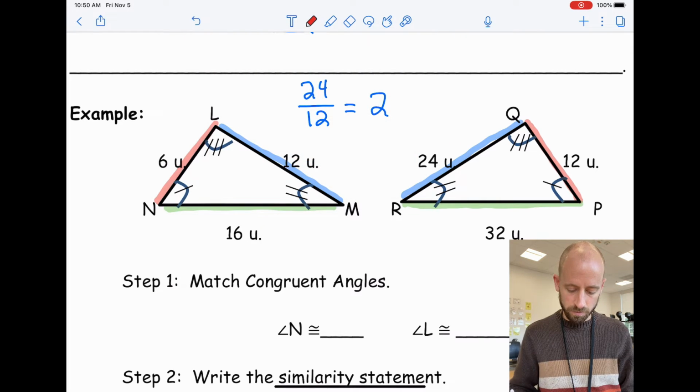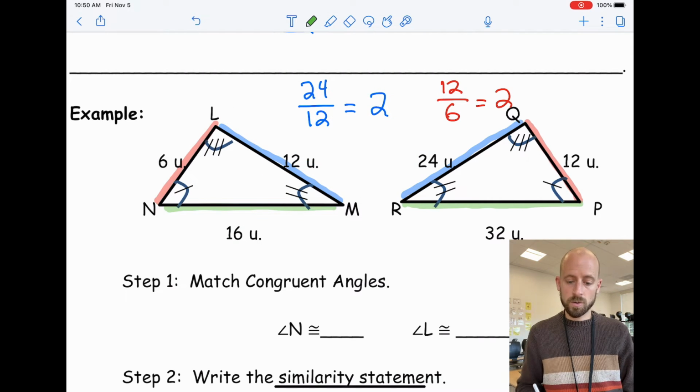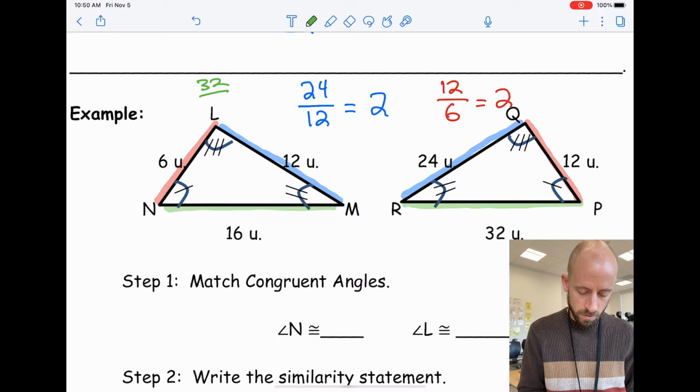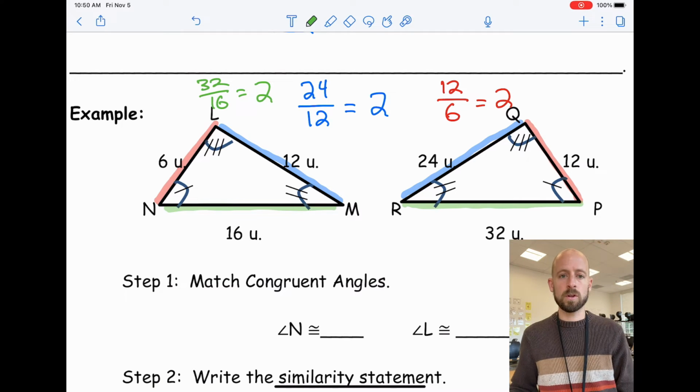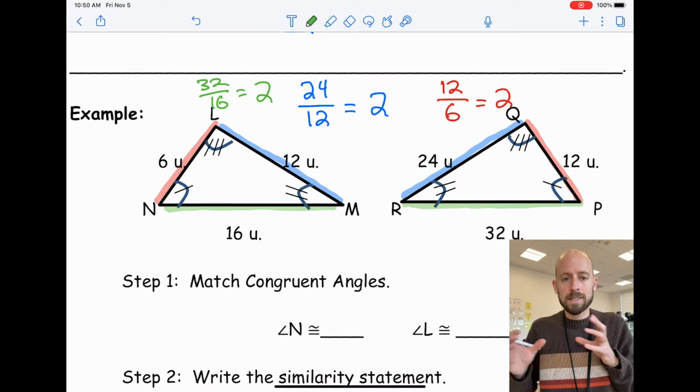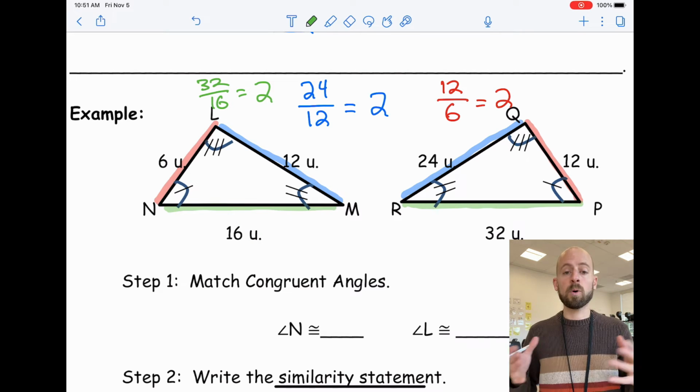So let's go back to the red. If I take 12 on the bigger triangle, that's the red side, and I divide that by the smaller triangle's red side, 12 divided by 6, well, that's also 2. And then what about that green one? 32 divided by 16. Well, wait a second, that's also 2. So I get this consistency in the side lengths. It's called the proportionalities are the same. The proportion is the same in both triangles, all right?